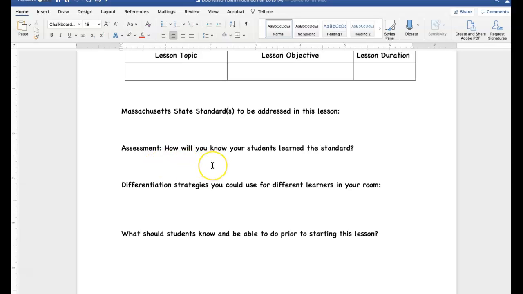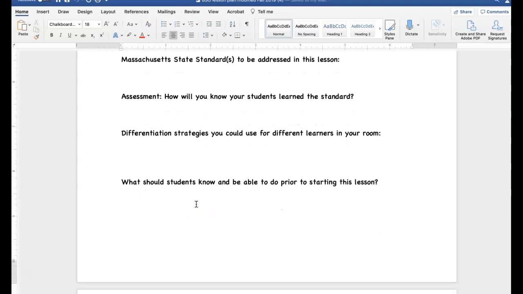So, and then what is your assessment? How are you going to evaluate what your students learned, and how did they learn the standards? What are the differentiation strategies you would use for the learners in your room? And we're going over that this week.